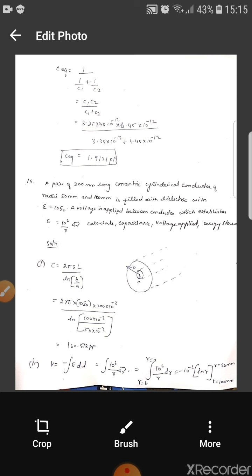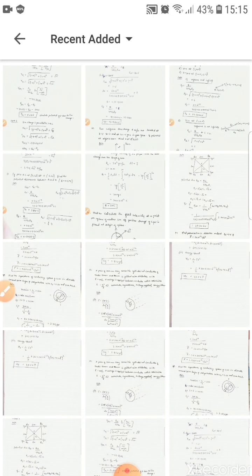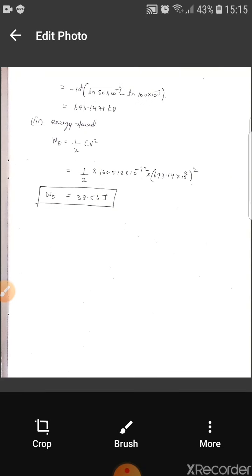So voltage applied is calculated by using the formula minus integral of E dot dl. So that is equal to, your E value is 10 to the power 6 divided by R, a R vector. So integrating that, you will be getting 693.1471 kilovolt. And next one, the energy stored in your concentric cylindrical conductor.